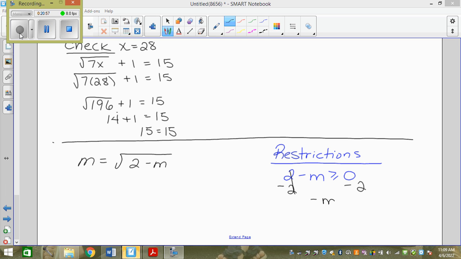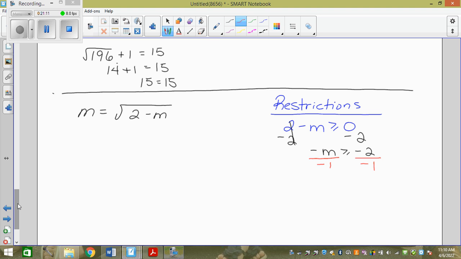So I'm going to get negative m is greater than or equal to negative 2. Then I'm going to divide by negative 1. What happens when I divide by a negative and I have an inequality sign? These cancel, but the inequality sign flips. So instead of being greater than or equal to, m is going to be less than or equal to 2. And you should be able to check, because you're going to verify your restrictions. If you forget to flip, you'll realize that it's giving you negatives. So it has to be less than or equal to 2.